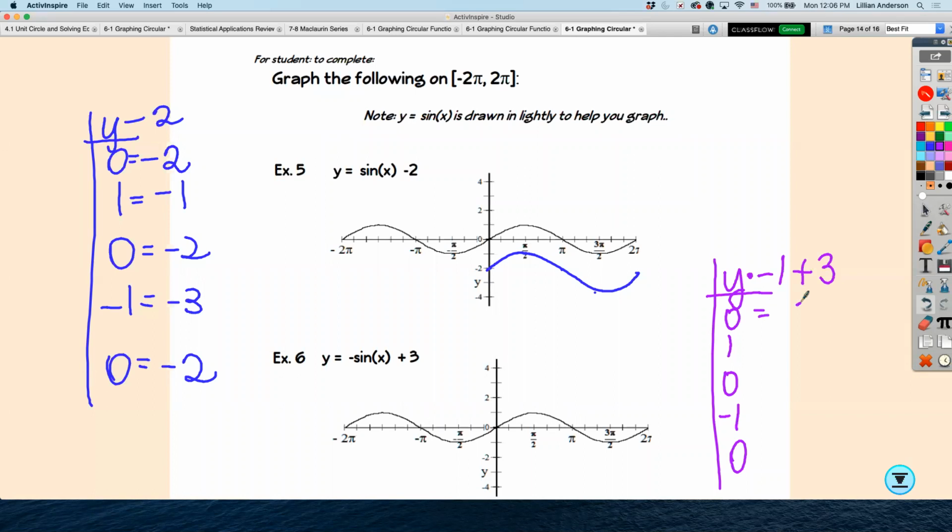So then my new y coordinates will be 3, +2, 3, +4, and 3. The x values don't change, so I'm still at 0, pi over 2, pi, 3 pi over 2, and 2 pi. And of course, I could always repeat the pattern for -2 pi to 0, but we're really only concerned about one cycle right now.